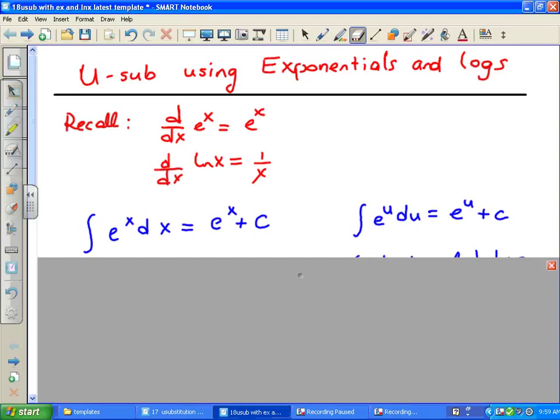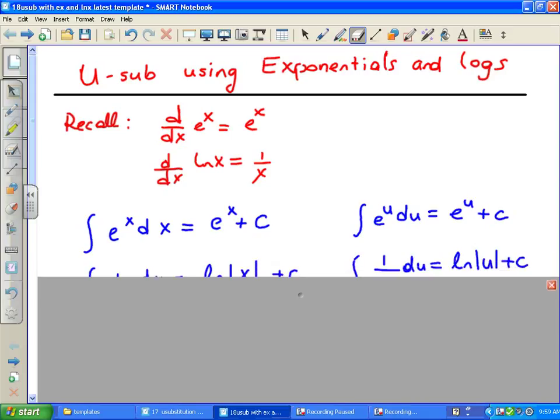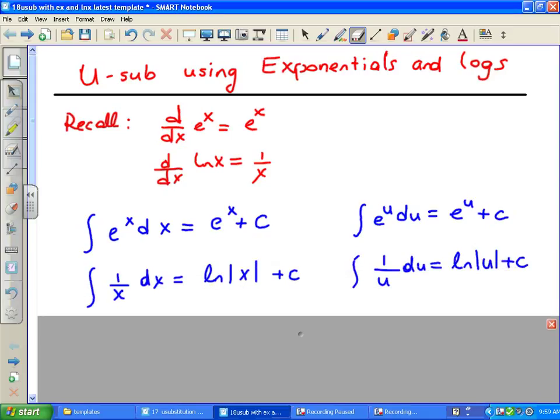Okay, what about the logarithmic function? So if we know the derivative of ln x is 1 over x, what do you think will be the integral of 1 over x? The antiderivative of 1 over x will be, think of a function whose derivative is 1 over x, and the answer is ln x. So therefore, the integral of 1 over x is going to be ln x.